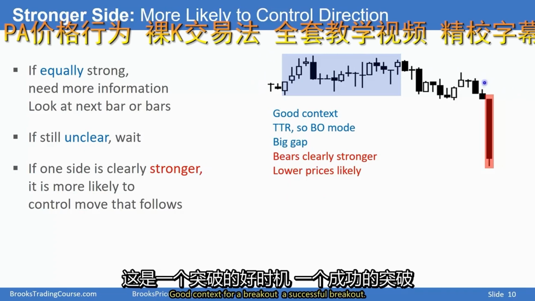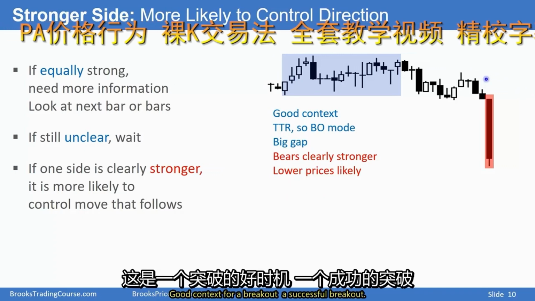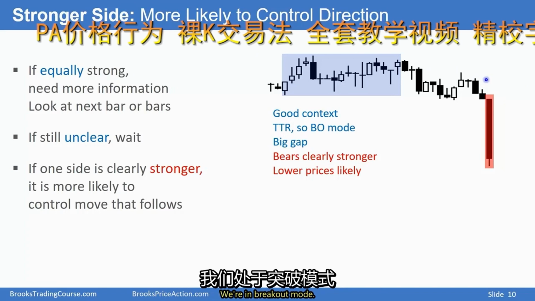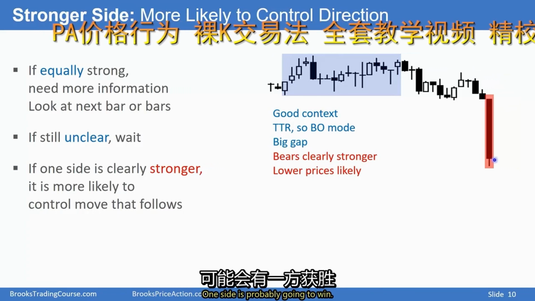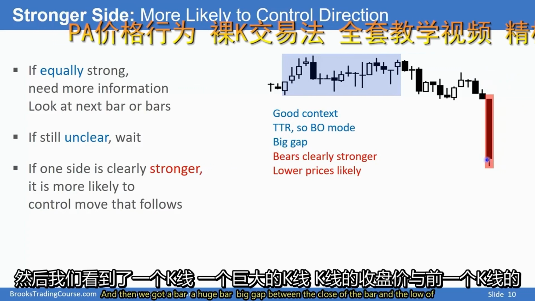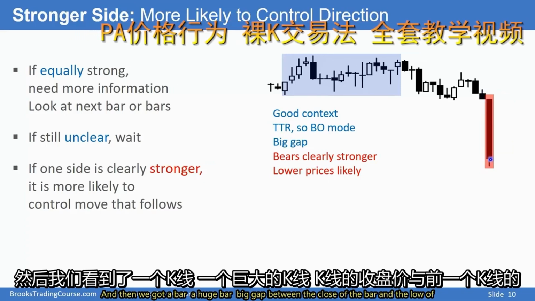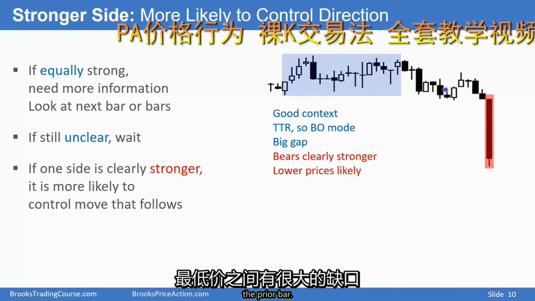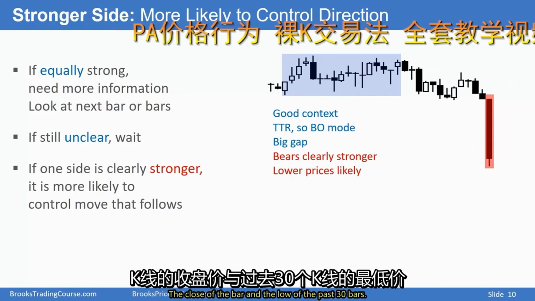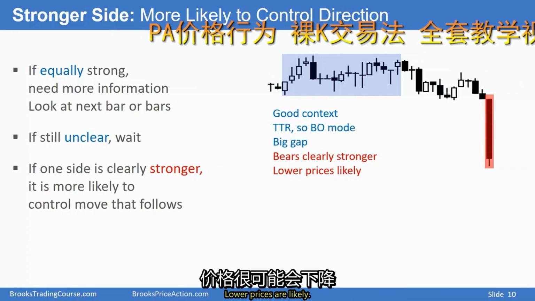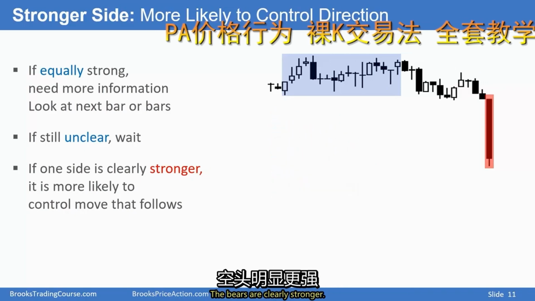Good context for a breakout, a successful breakout. We're in a tight trading range. We're in breakout mode. One side is probably going to win. And then we got a huge bar, big gap between the close of the bar and the low of the prior bar, the close of the bar and the low of the past 30 bars. Lower prices are likely. The bears are clearly stronger.